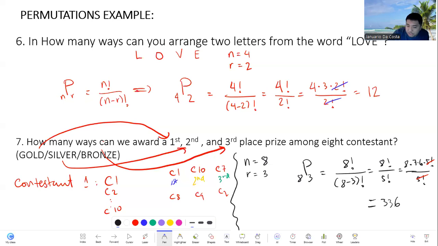You can arrange the award of first, second, and third prize to 8 different contestants. Any questions? Comprende?